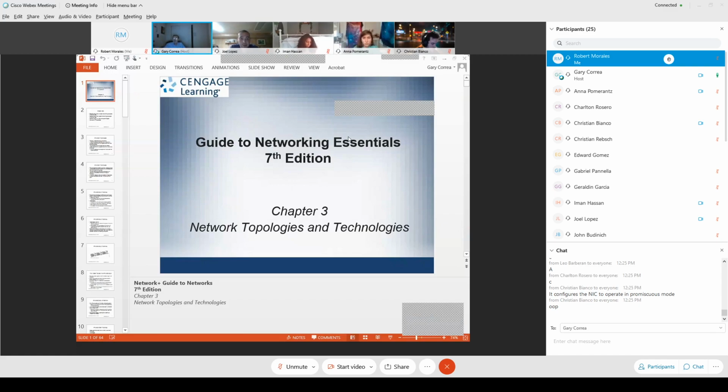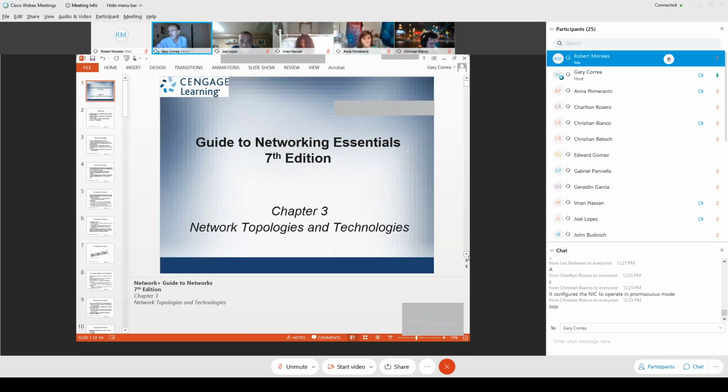Chapter 3, topologies. This is fairly easy. Will this be on my test? Yes. But remember, I tried to tell you, we're going to have a formal review for the test, and that will probably be next week sometime. All right, let's begin because this is 1/3 of the next test.